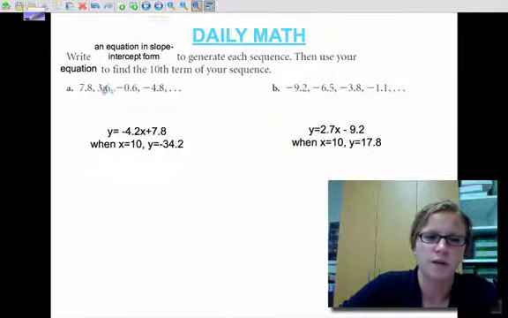So after daily math, here are the answers to daily math. They're pretty straightforward. I'm assuming they should know how to do this. If you want to talk about plugging in 10 for x, it's just negative 4.2 times 10 plus the 7.8. That's how they get the negative 34.2, and as well over here.